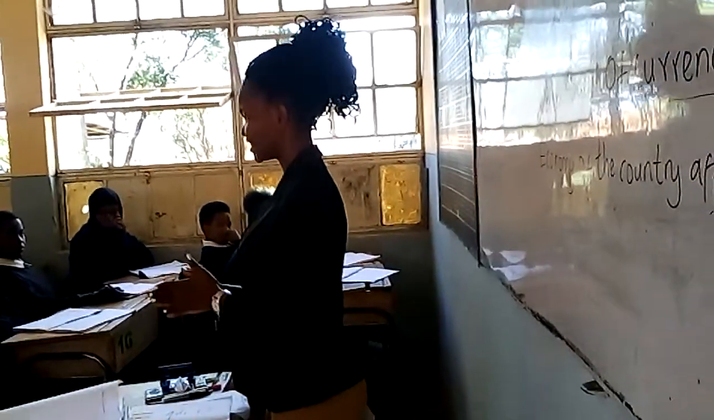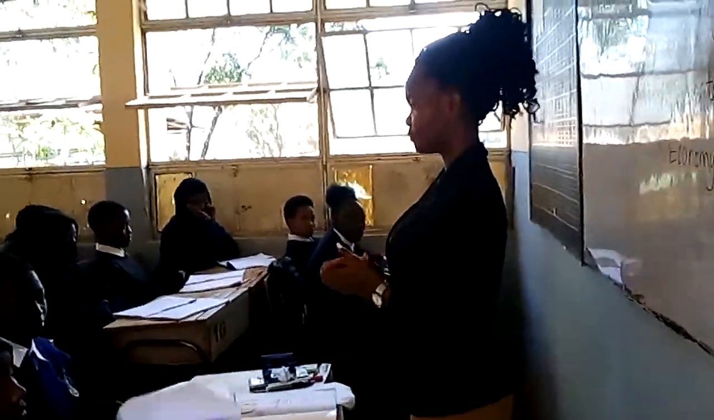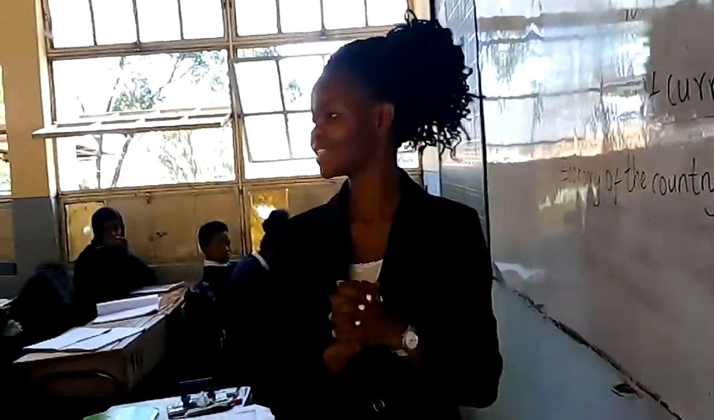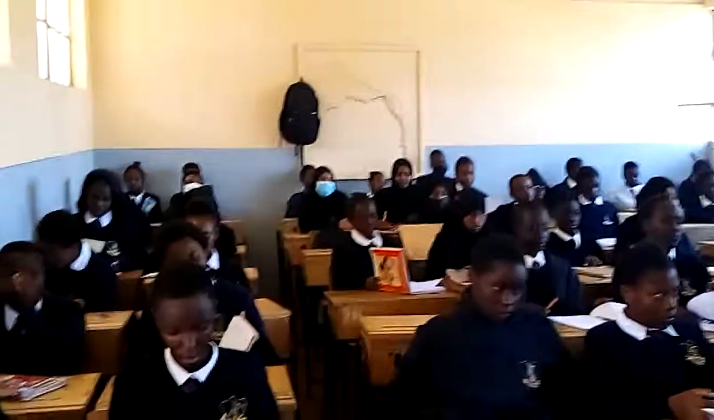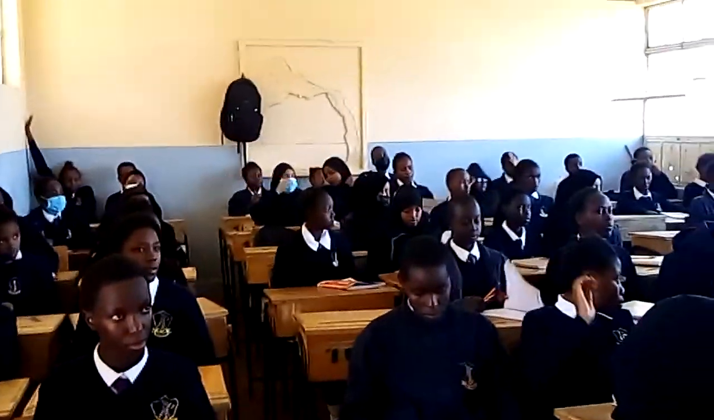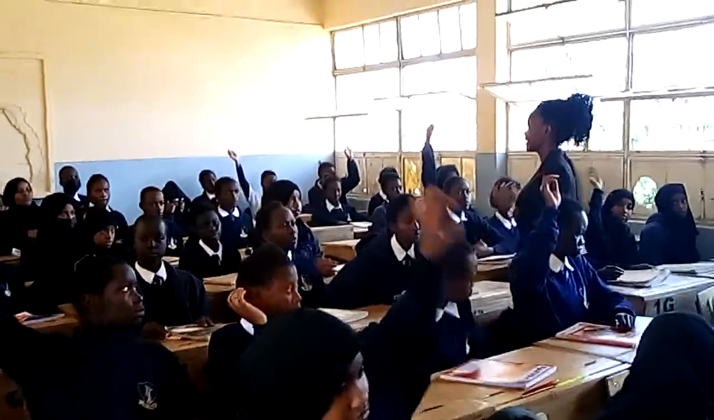Okay, so that's the end of our lesson for disadvantages and advantages on methods of trade, whereby we were talking on currency trade. So you can close your books. So what have we been learning today? What have I taught you? Currency trade. What is currency trade? Who can define or explain currency trade?